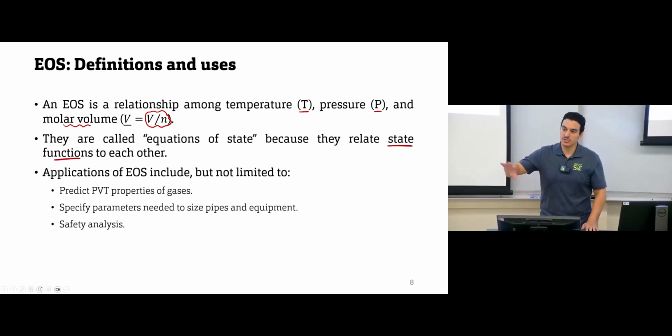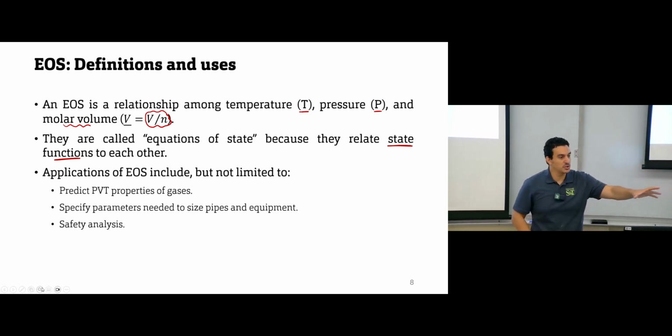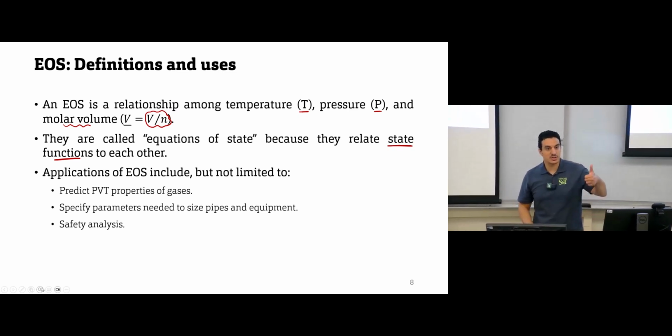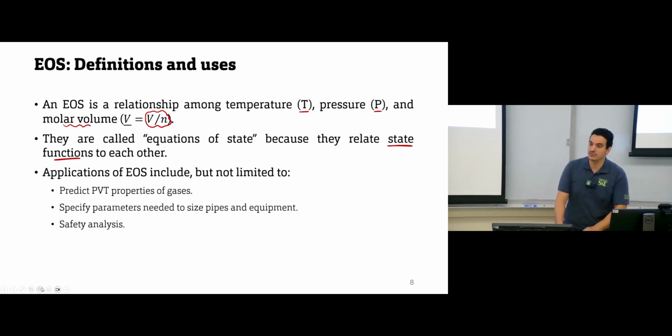Remember in chapter 1, we said properties can be classified as state functions or path-dependent functions. State functions are the properties that depend on the initial and final condition, regardless of the path, how you reach the final point from the initial point. So the path doesn't affect the value. So if you have an equation that relates temperature, pressure, and molar volume, and all the properties in this equation are state functions, then this is considered an equation of state.